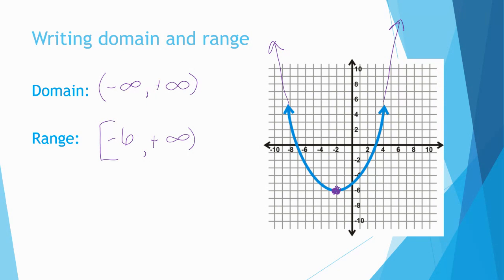I hope that makes sense to you. I hope you can see from the graph where it's going, so that you understand the difference between domain and range. Domain is always the width of the graph. How wide is it getting? Range is always the height of the graph. So how high or how low is that graph getting?